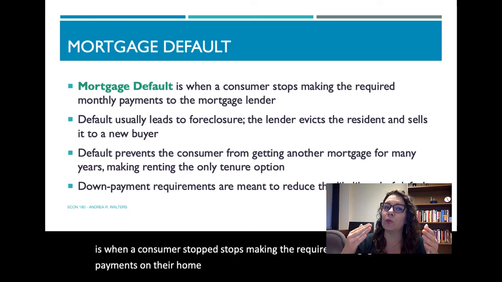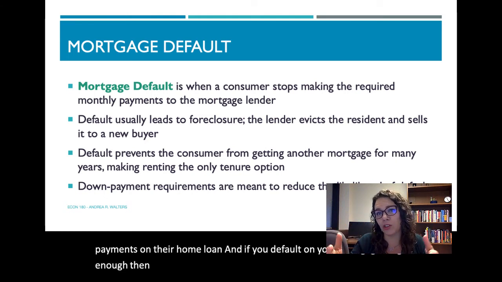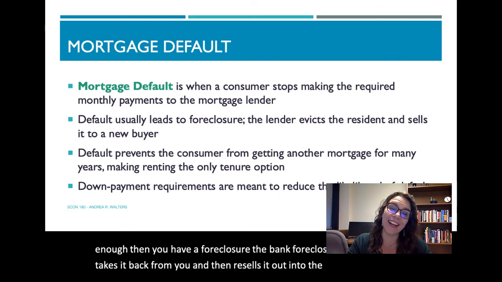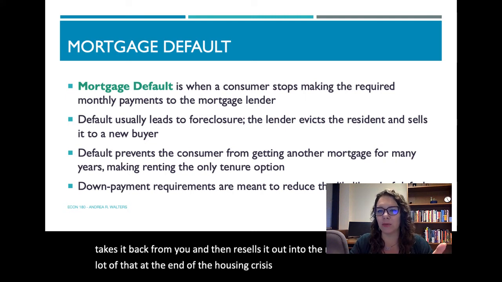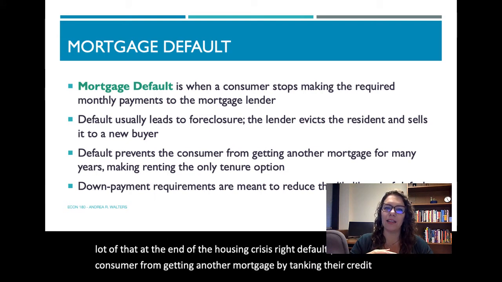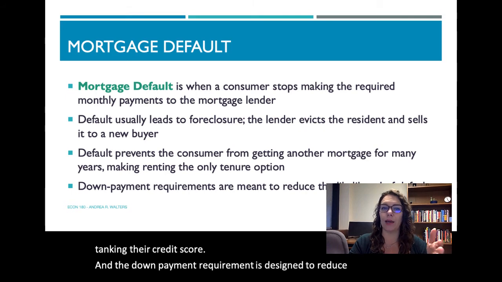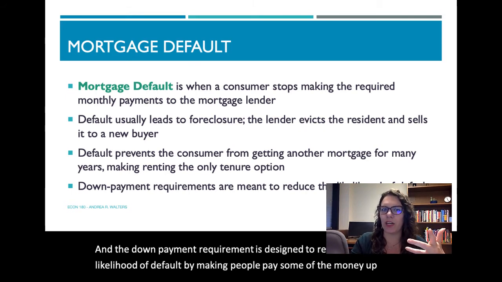And if you default on your mortgage long enough, then you have a foreclosure. The bank forecloses on the house, takes it back from you, and then resells it out into the market. We saw a lot of that at the end of the housing crisis, right? Default prevents the consumer from getting another mortgage by tanking their credit score, and the down payment requirement is designed to reduce the likelihood of default by making people pay some of the money up front and sort of ensuring they're a good credit risk, right?